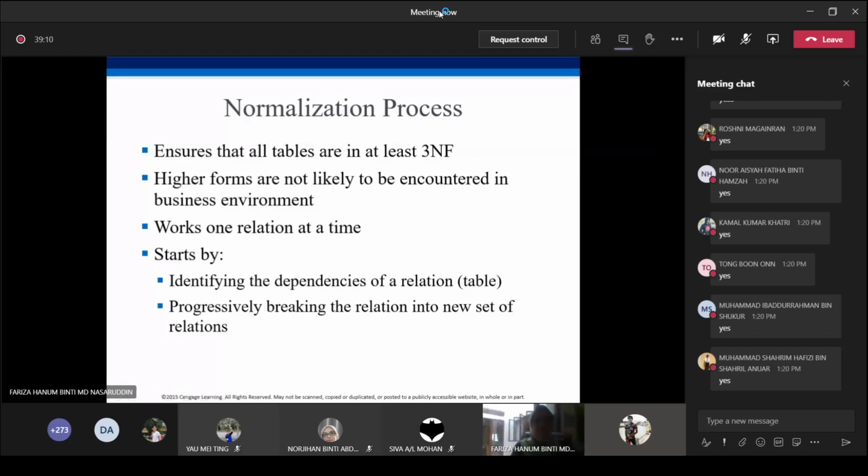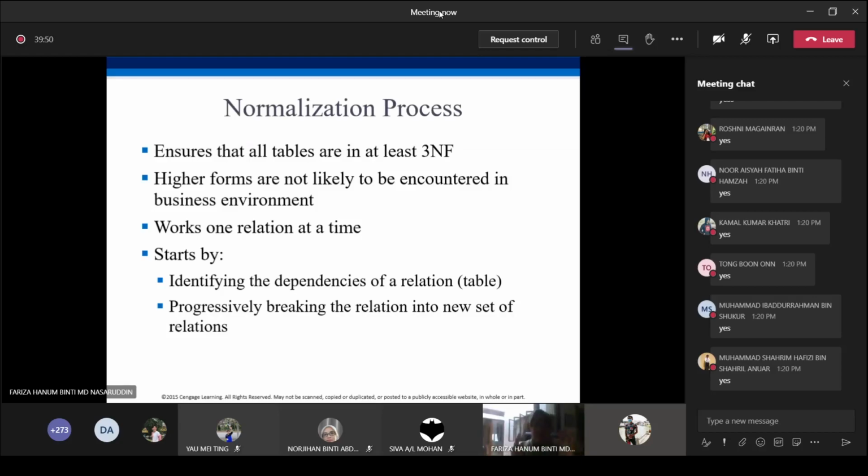Yeah. So when you do your normalization process, you look at one table or one relation at a time. At one time, you look at one, and when you are done with this one, you look at another one. Yeah. So you start by identifying the dependencies of the relation, and then progressively break the relation into a new set of relations. So you start with one relation, one table, and then when you do your normalization, you may have to break this table into several other tables or several other relations. Remember, tables and relations are actually the same thing, right?